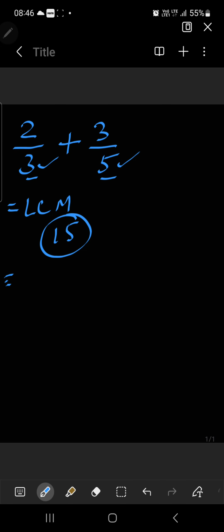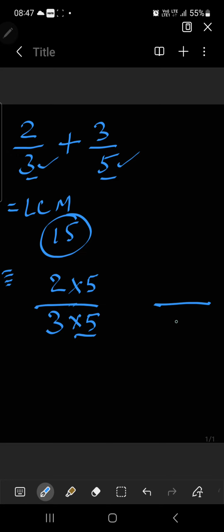Now, if I look at the first number, that is 2 by 3. If I have to convert this 3 into 15, what should I multiply with 3 to make it 15? That number should be 5. And when I am multiplying my denominator with 5, I also have to multiply my numerator with the same number. Okay.